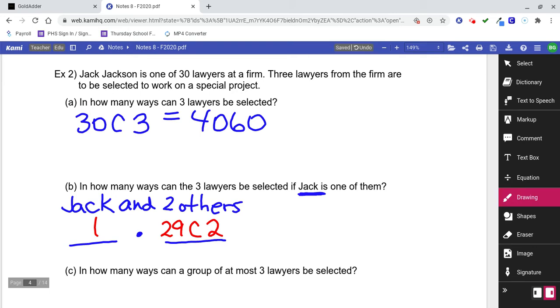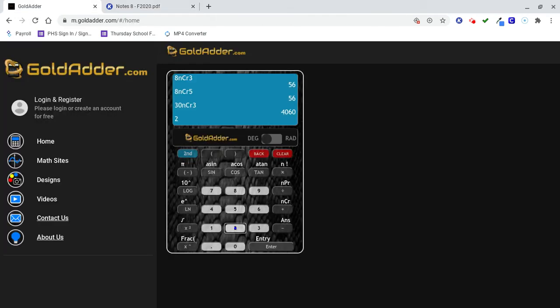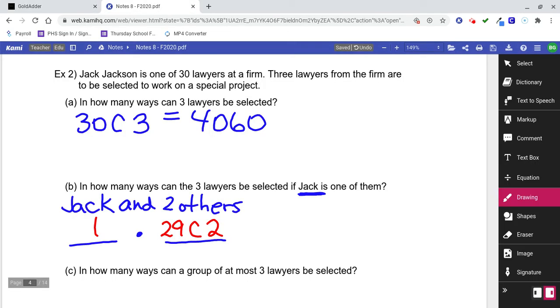29 because you took Jack out of the equation, right? There's no Jack. I'm not looking at Jack. I'm looking at the 29 others. I'm picking two others out of the 29 others. There we go. It's going to be 1 times 29C2. That's going to be 1 times 406. That's 406.